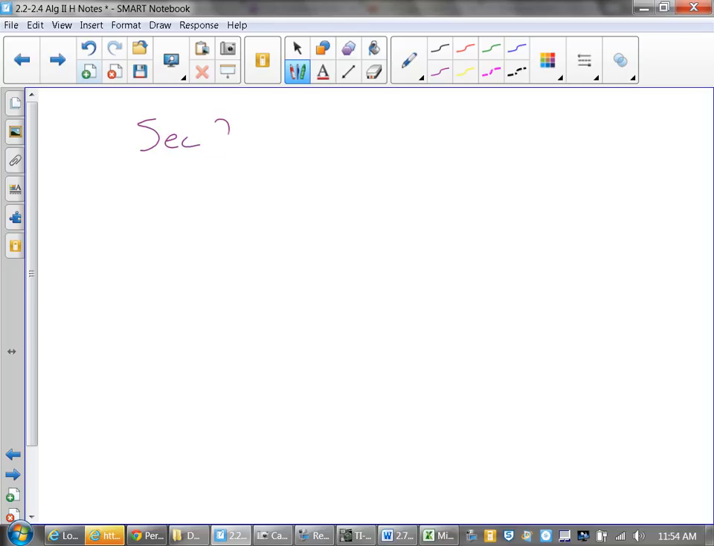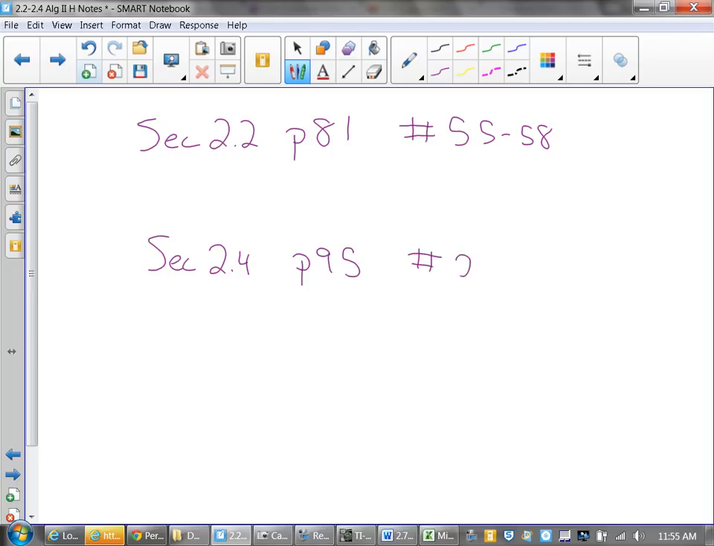The section 2.2 is page 81, numbers 55 through 58. And then the section 2.4 is page 95, numbers 25 through 28, 38 through 40, and 43 through 54. This is our only homework for tonight. Yes, sir. Okay. That's it.